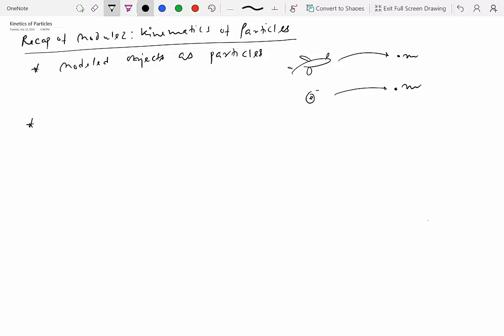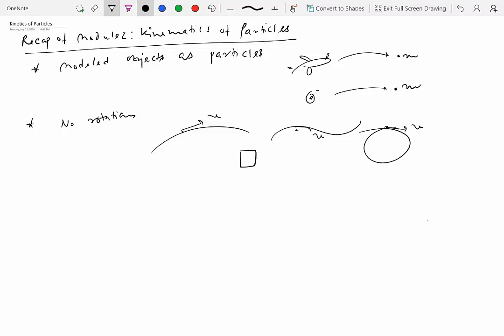What resulted from that was that particles could not have rotation, so we'll call it no rotations. What that means is that they were not allowed to change their orientation, because if you don't have a shape or a size, there cannot be a change in orientation. That is not to say that the particles could not move along circular paths or curved paths. They could, and we know that velocities would be tangent to the path, but they were not allowed to change their orientation, as would be the case for an object which has shape or size.